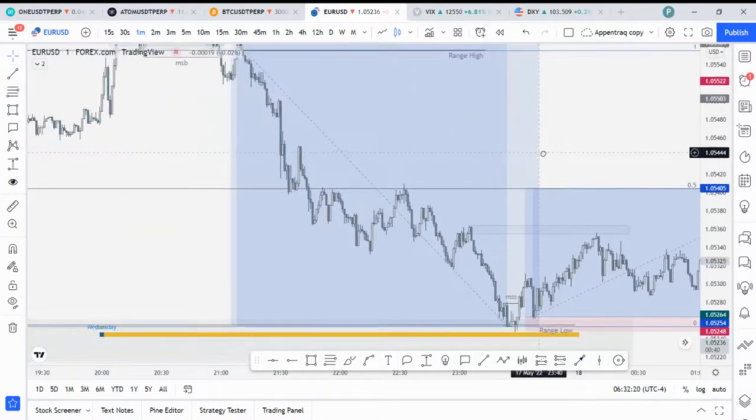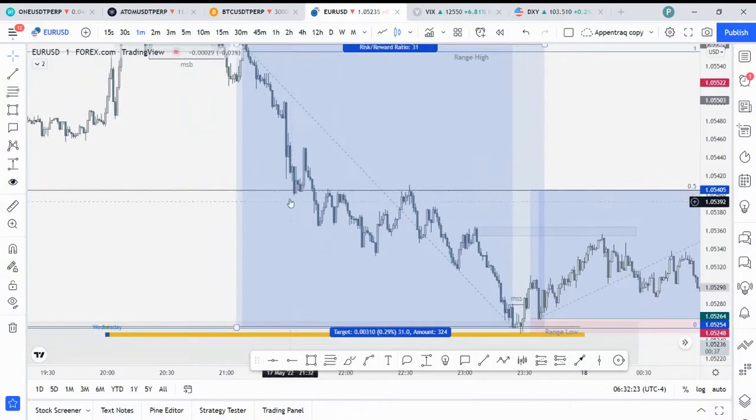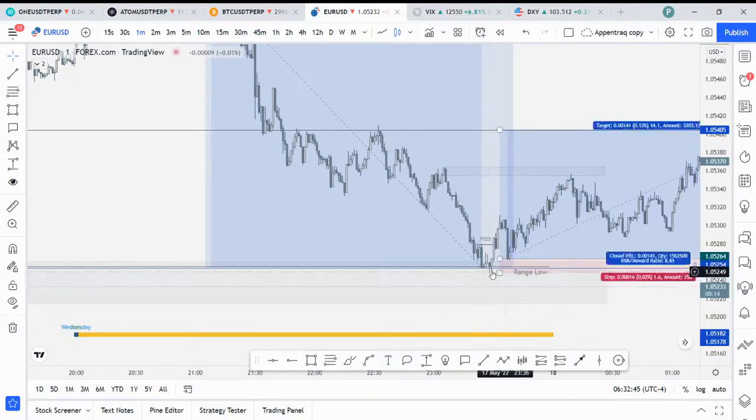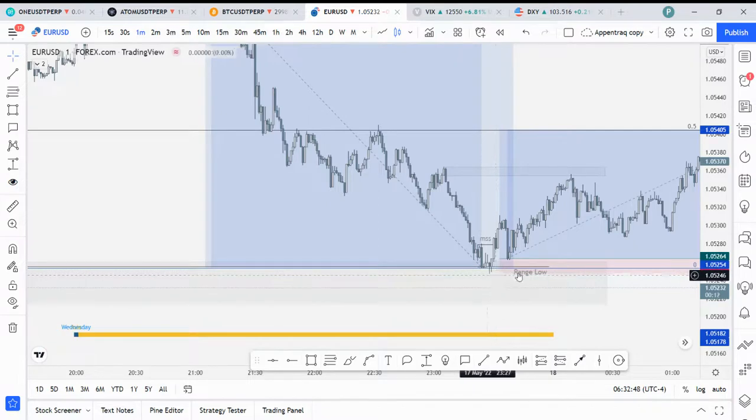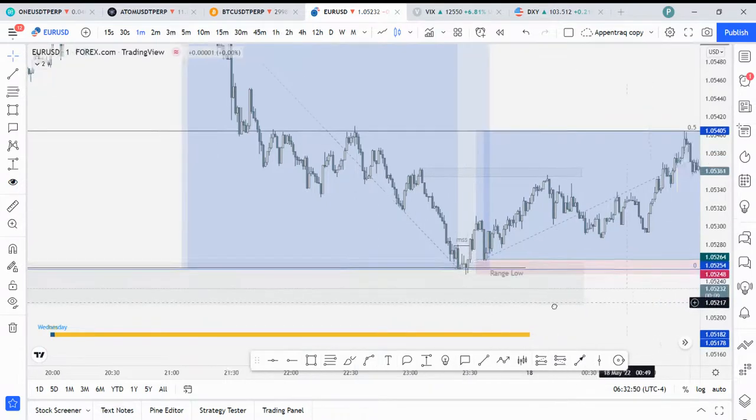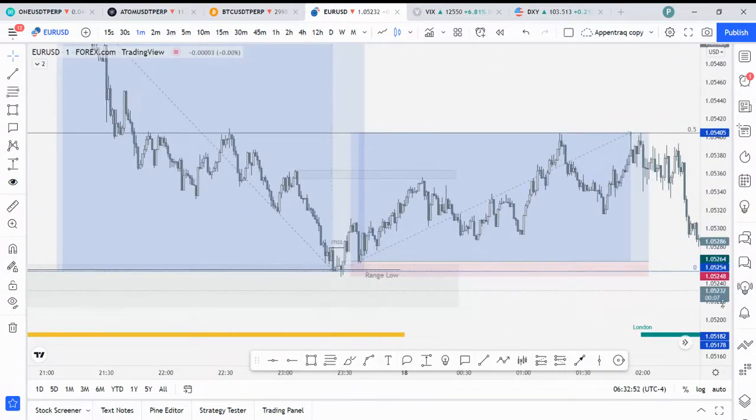Okay, so assuming you were unable to enter here, by the time price breaks back into the range, into the midline, you can enter again. Price forms a high and then breaks into the range high. You can enter at the midline and use this high as your stop. Okay, and your target would be the range low. I actually took a quick long here as well.